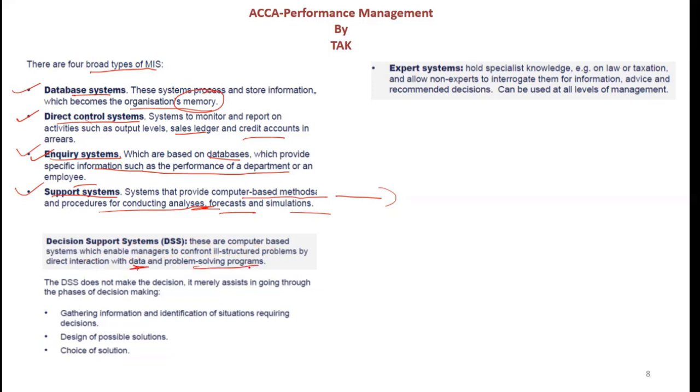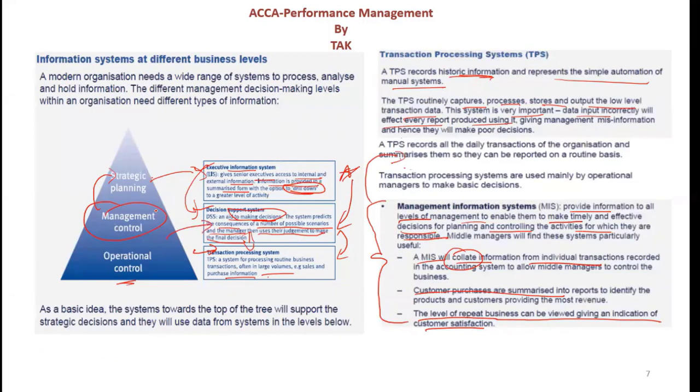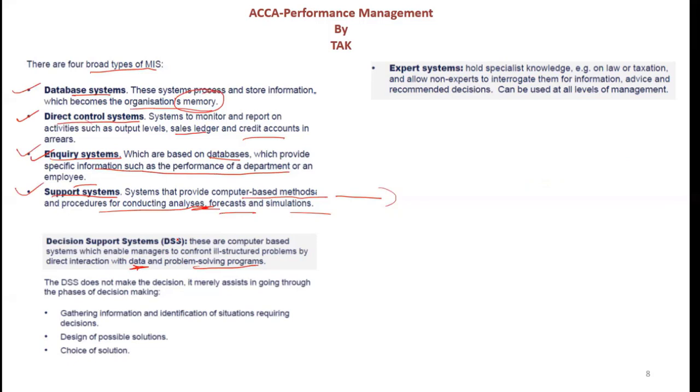Okay. Decision support systems are computer-based systems which enable managers to confront ill-structured problems by direct interaction with the data and problem-solving programs. So a decision support system majorly operates at the management control level, focusing on the performance of the organization. For example, a person is responsible for sales in a particular region, and their manager wants to see the performance. They will need a decision support system in which they can see how much sales has been done, what the portfolio or structure of products offered to that geographical area was, and what the problems are in servicing the final customers. The decision support system will identify those things.